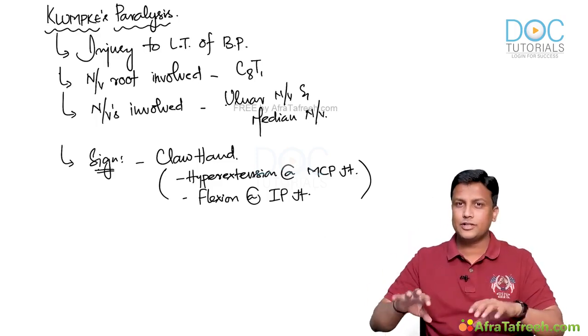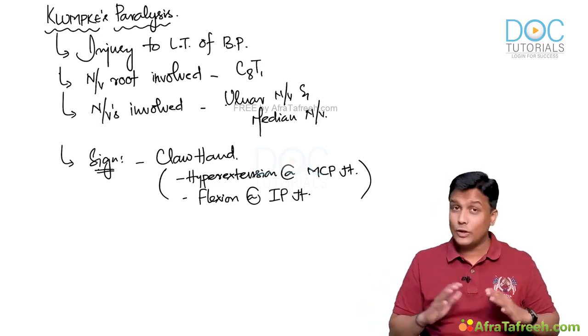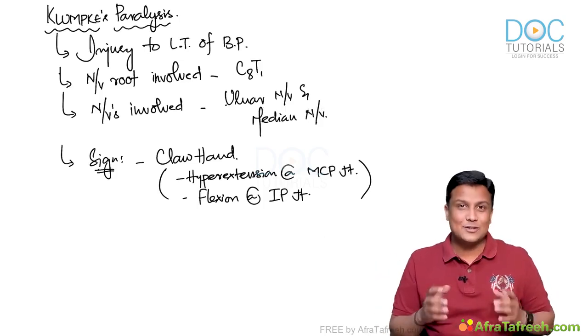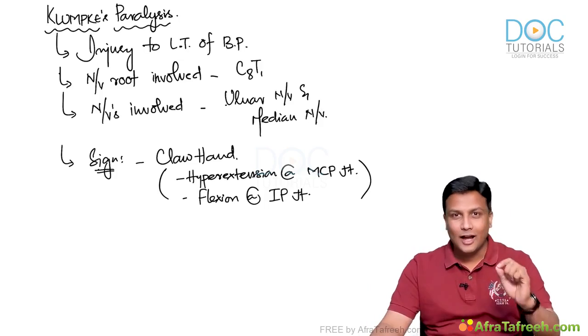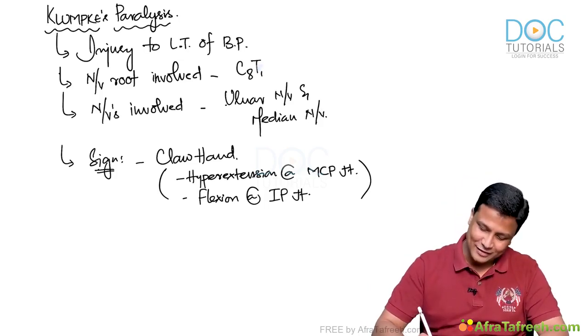Then how will you differentiate only ulnar nerve and median nerve injury from Klumpke's paralysis? How will you differentiate that one, guys? Why? Because even in Klumpke's paralysis, the ulnar nerve and median nerve are involved. Then how will you differentiate that one? Yes. Try to concentrate on this one here, guys. That is T1.